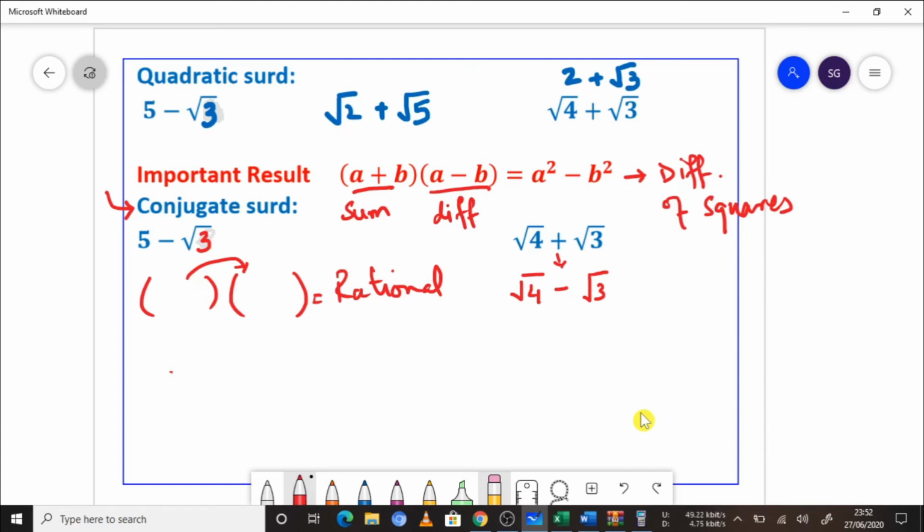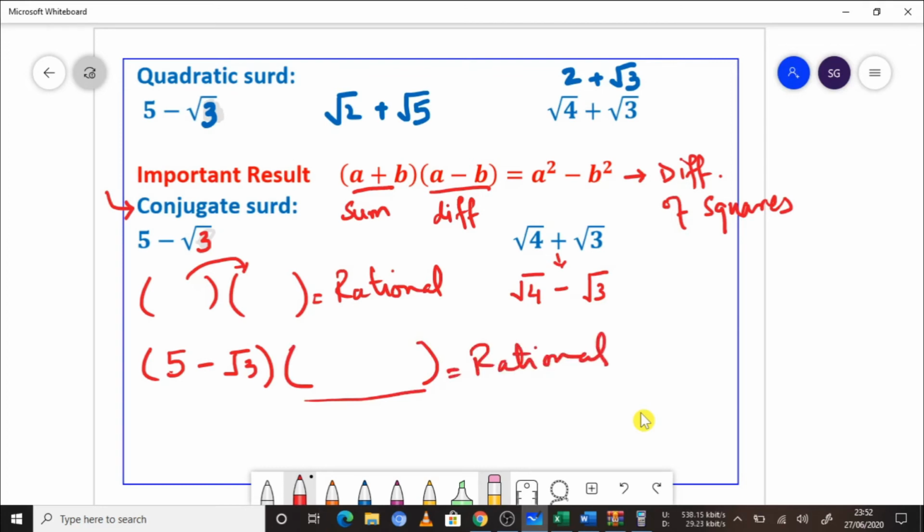Let's say we have this original surd 5 minus under root of 3, and you want to find another surd so that when these two are multiplied we get a rational number. That is called the conjugate surd. To find the conjugate surd, you take the same numbers, 5 and square root of 3, and this time you simply reverse the sign in the middle. That's the only change that you need to make. So this will be a positive sign.